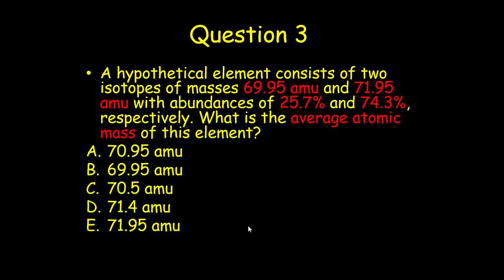Question 3. A hypothetical element consists of two isotopes of masses 69.95 AMU (atomic mass unit) and 71.95 AMU, with abundances of 25.7% and 74.3% respectively. What is the average atomic mass of the element? 70.95 AMU, 69.95 AMU, 70.5 AMU, 71.4 AMU, and last, 71.95 AMU.